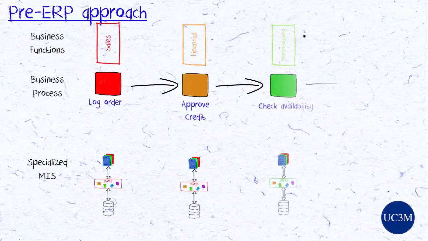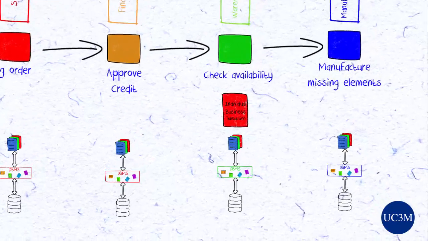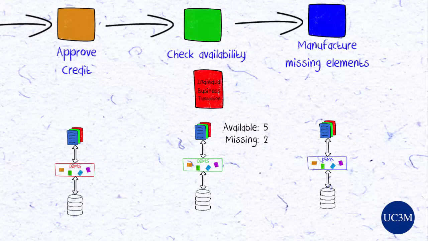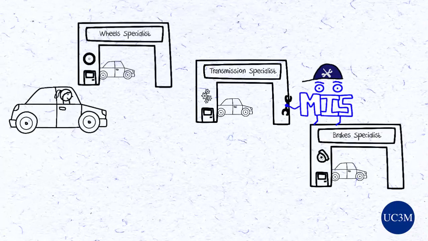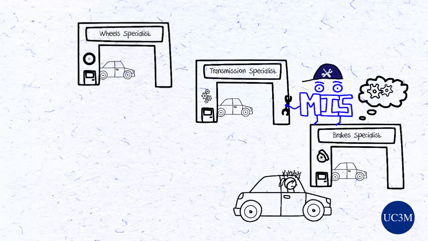In that case, whenever the design of the business process dictates that the customer order undergoes an activity, such as checking availability in inventory and reserving the corresponding units, the data on that order must be extracted from one management information system and sent to the next management information system in the task sequence. In our garage analogy, this was equivalent to a car requiring a maintenance operation involving several specialties that would have to be taken to one specialized garage after the other.